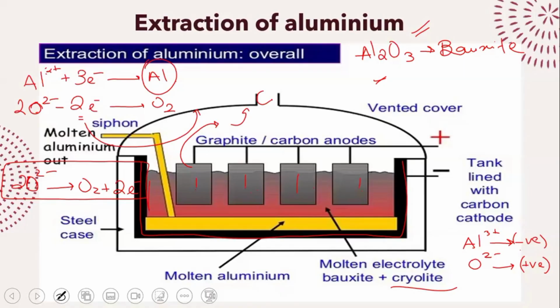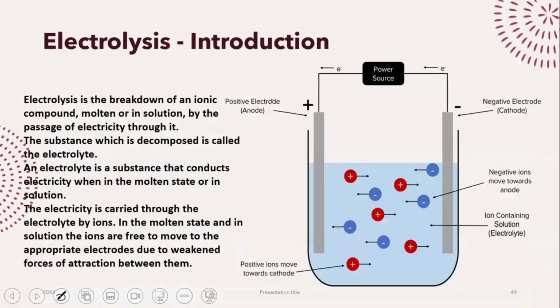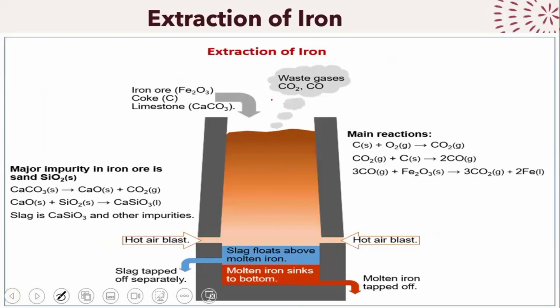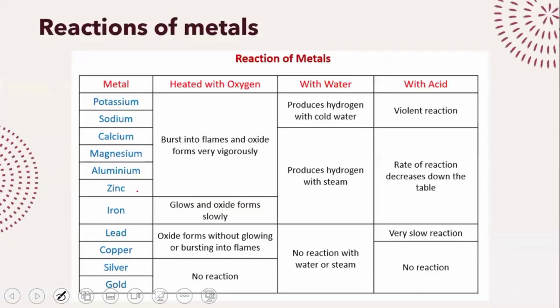But this is how extraction of aluminium is done. Now, one question that I want you guys to think about. Why am I using electrolysis to extract aluminium, but when I wanted to extract iron, I could do it with the help of carbon? There's a reason for that, and the reason is our reactivity series. Those metals that are more reactive than carbon, I cannot extract them by using carbon. Instead, I need to go for electrolysis.